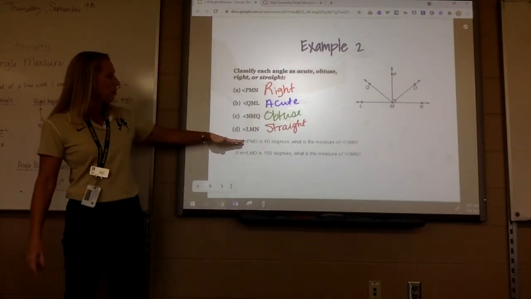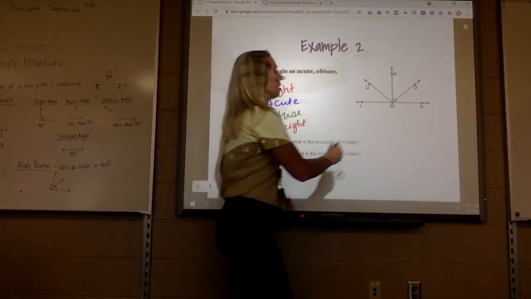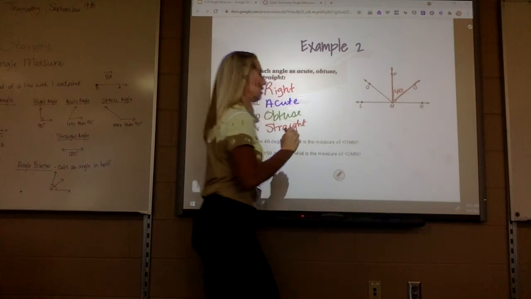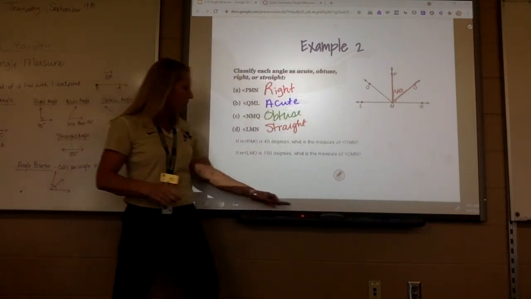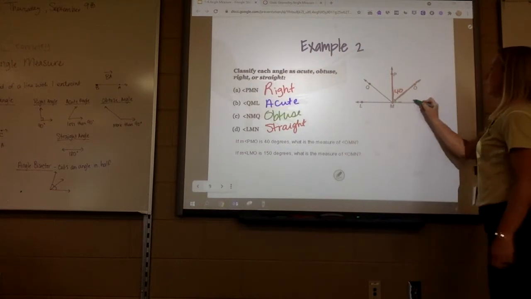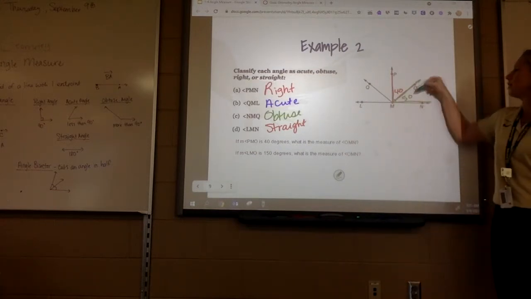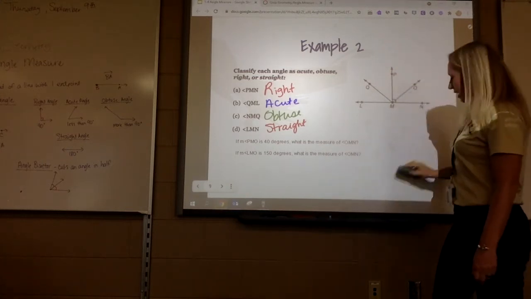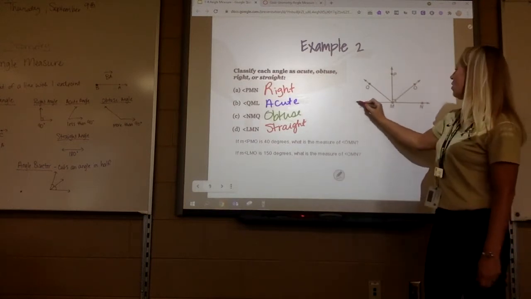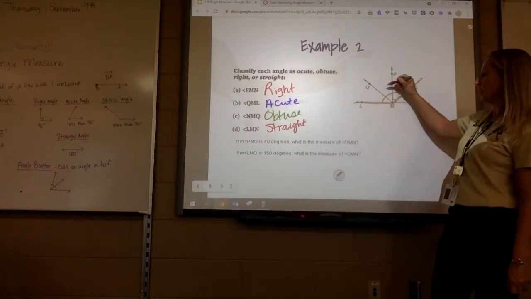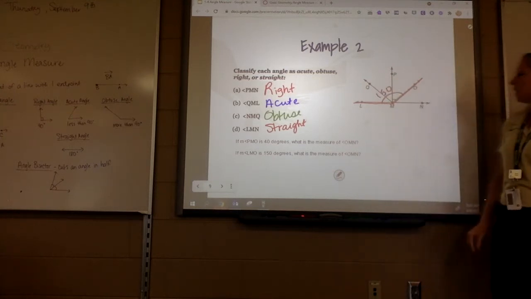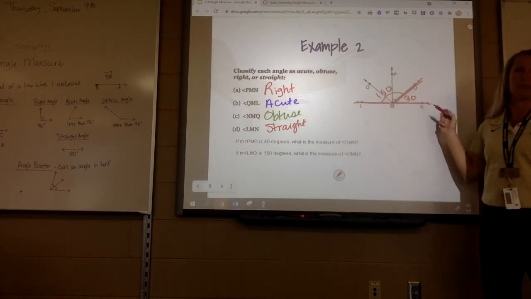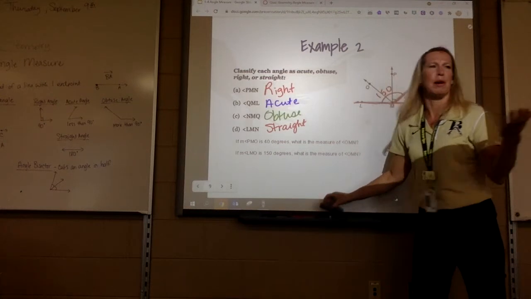Okay, what if angle PMO is 40 degrees? So let's find PMO, and I know that is 40 degrees. What is the measure of OMN? 50. 50, because 50 and 40 make 90. Does that make sense? Okay. What if angle LMO is 150 degrees? Now what's angle OMN? 30. 30, because 150 plus 30 is 180. Okay. So you'll have some problems that you have to do like that too.